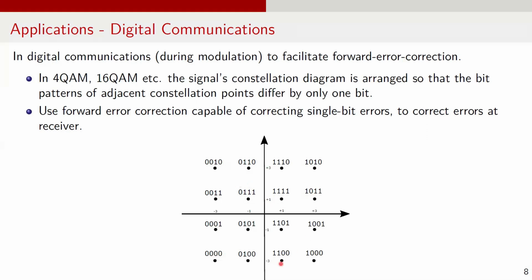By combining these modulation schemes with forward error correction capable of correcting single bit errors, it is possible for a receiver to correct any transmission errors that cause a constellation point to deviate into the area of a neighboring point. This makes the transmission system less susceptible to noise.